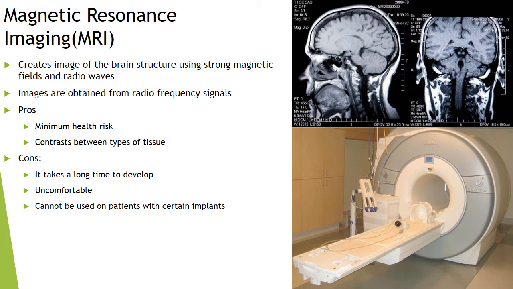Magnetic resonance imaging, or MRI, creates images of the brain structure utilizing strong magnetic fields in order to excite hydrogen protons in the brain. These protons then release radio waves that we use to create the actual images. Some advantages to this technique include that it poses minimum health risk to the patient and that it allows us to easily contrast between the types of tissue.